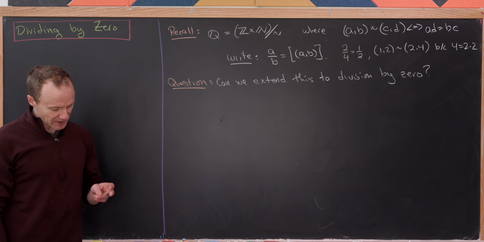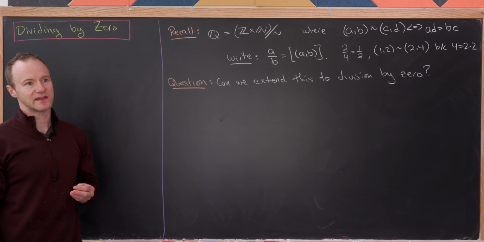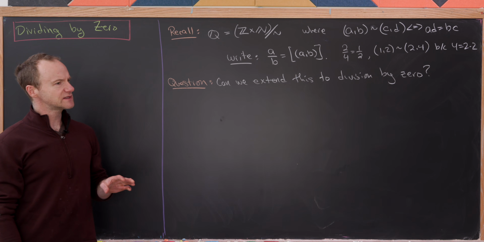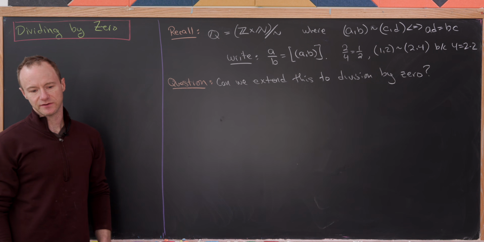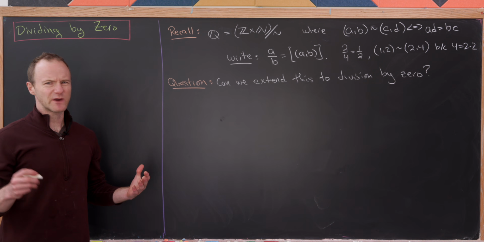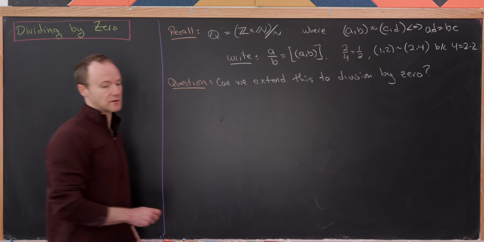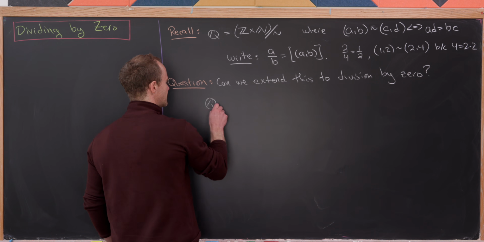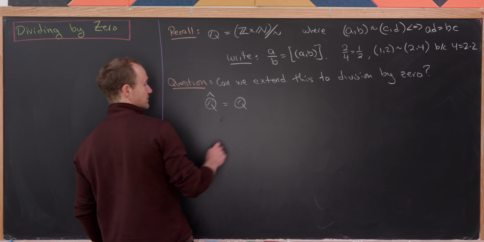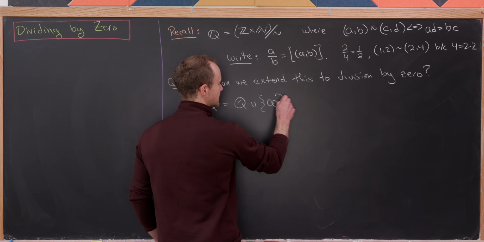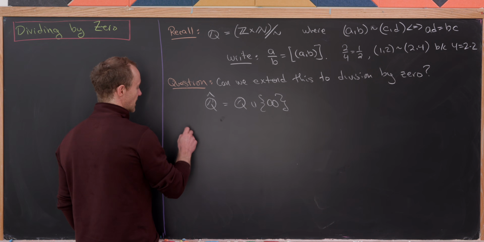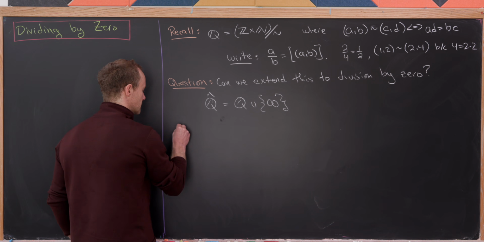Okay, so the big question here is, can we extend this so that division by zero is allowed? Let's look at the standard attempt to do this and see where it goes wrong, and then let's see if we can do something a little bit more careful. The standard attempt would be to define this thing called q hat, which is equal to all of the rational numbers q union something that we'll call infinity. And infinity satisfies a couple of the following rules.